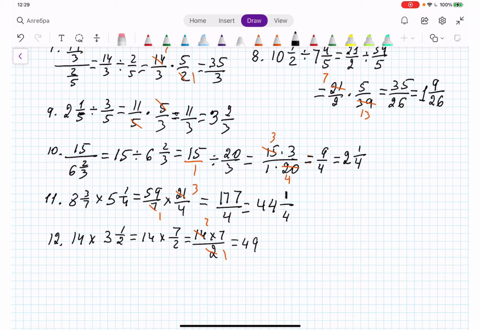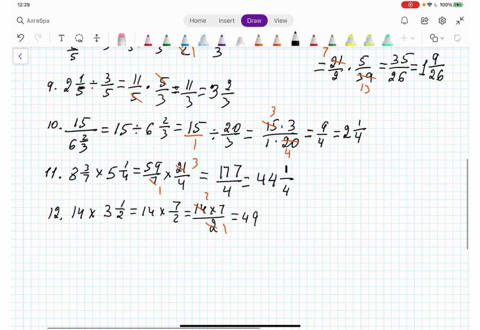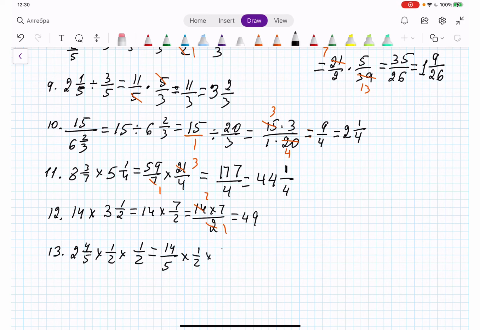Number 13. Oh, we have 3 multiplications here. That's fine. We can handle it. 2 and 4/5 times 1/2 times 1/2. And this is equal. So 2 times 5 is 10. 10 plus 4 is 14. 14 over 5 times 1/2 times 1/2.